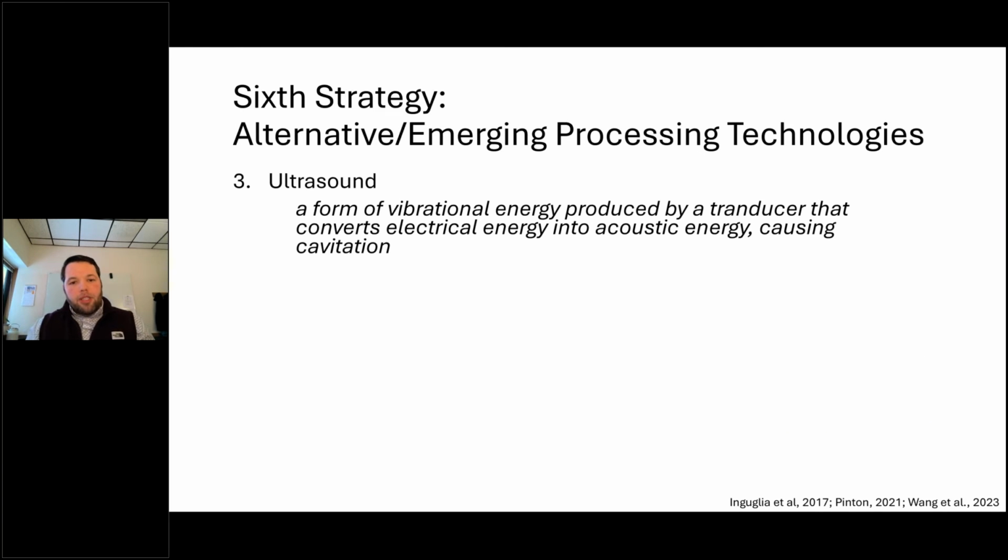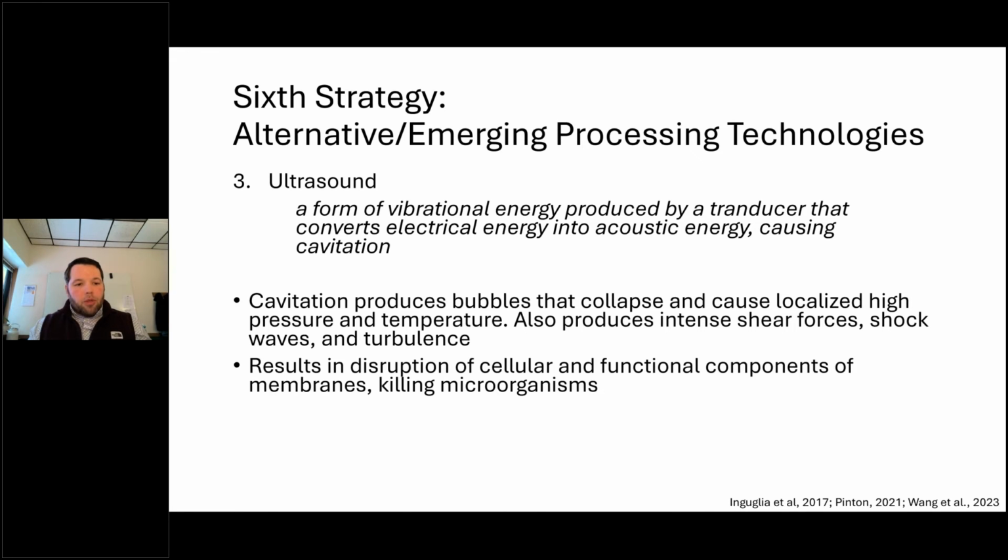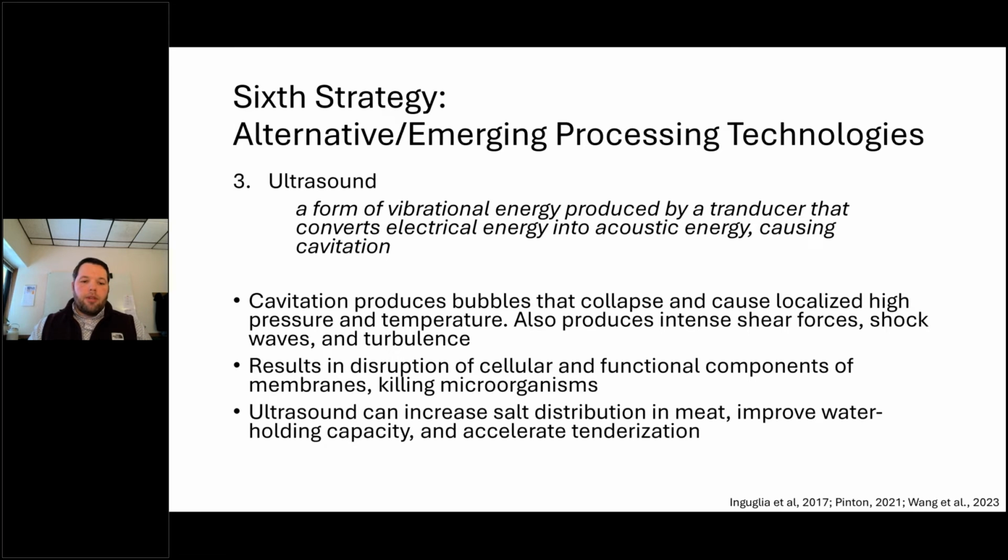Ultrasound is a form of vibrational energy produced by a transducer converting electrical energy into acoustic energy, causing cavitation. Cavitation being a production of bubbles that collapse and cause localized high pressure in the food product, as well as some shear forces, shock waves, and turbulence. This is going to disrupt cellular and functional components of membranes and kill microorganisms.